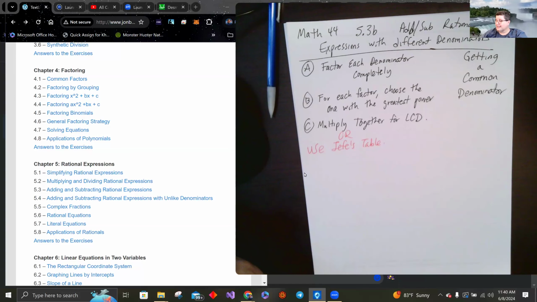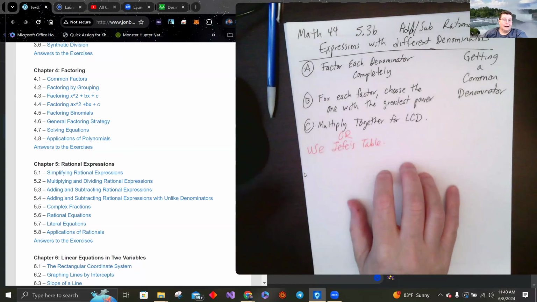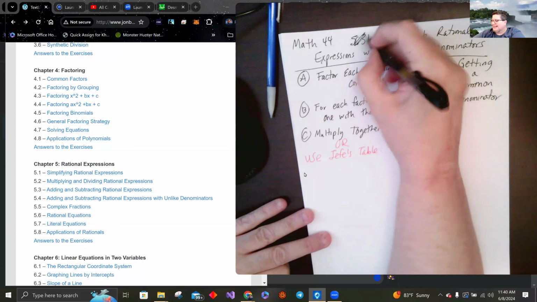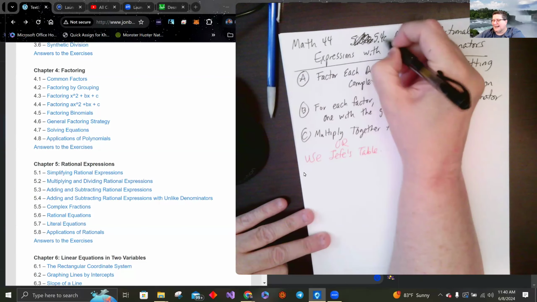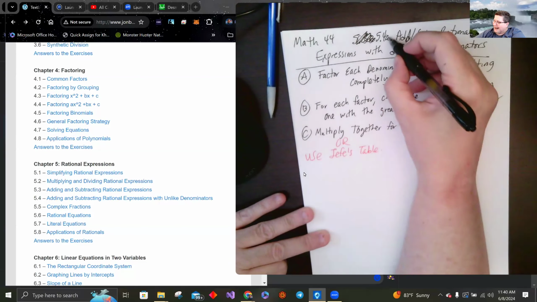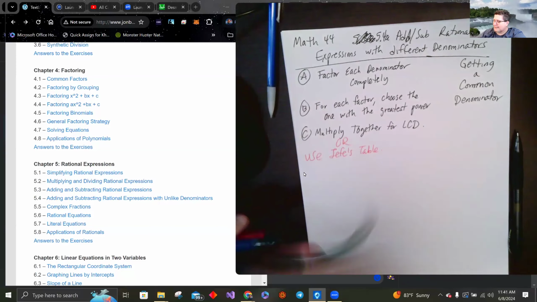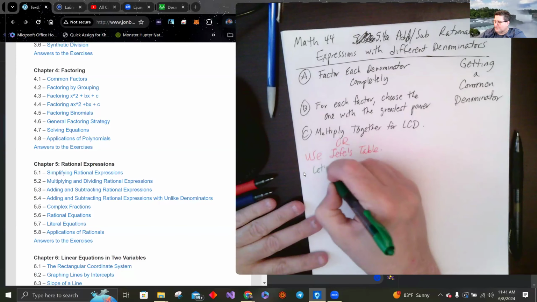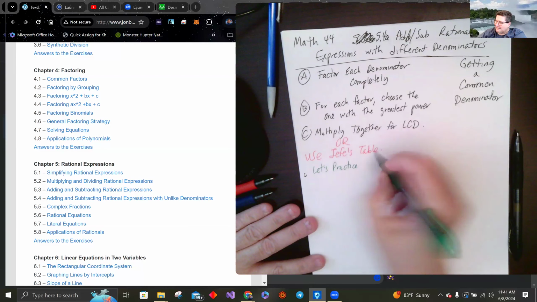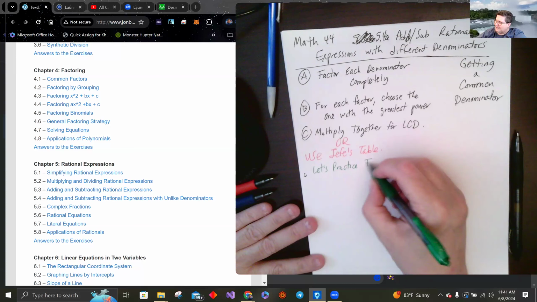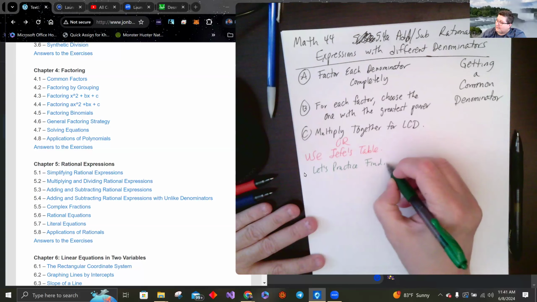Actually, this is 5.4. This isn't 5.3b. This is 5.4a. It's a trick. So we use Hefe's table. In this one, let's just practice factoring. Do we really need to? No. Let's practice finding the LCD.